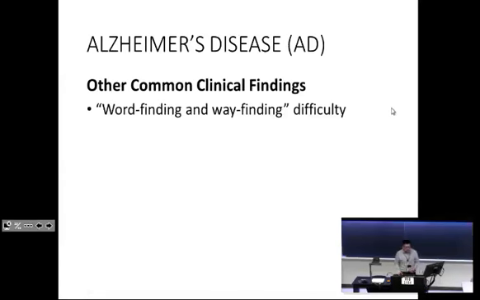In Alzheimer's disease, we often talk about a combination of things, wayfinding and word-finding difficulties. So we all know about the memory loss in Alzheimer's disease. That's when the hippocampus, the mesial temporal areas are damaged.